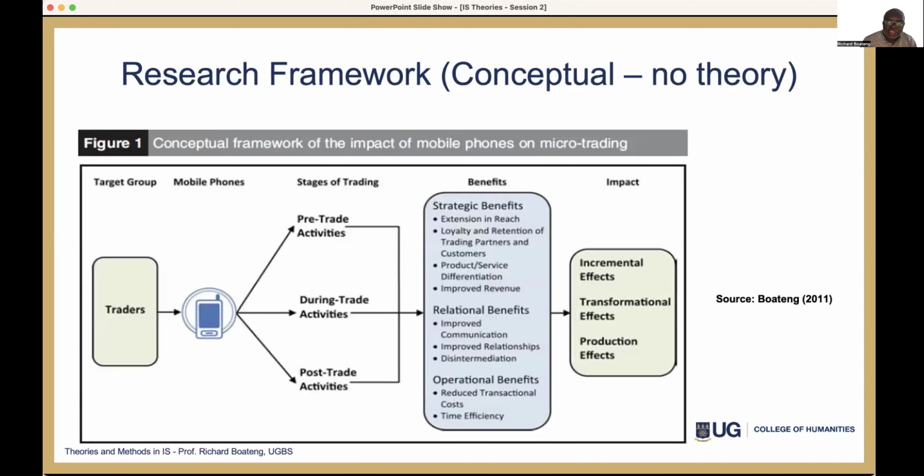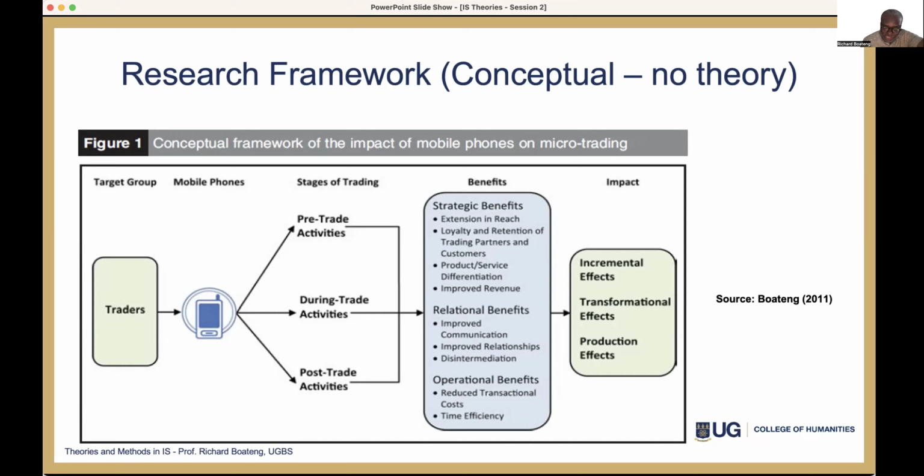Now, sometimes a research framework can also be linear. Linear means that it shows a step-by-step process leading to an outcome. So it's not just one step, but a step-by-step process leading to an outcome. Now, this is a conceptual framework which was postulated in a paper on the impact of mobile phones on micro trading.